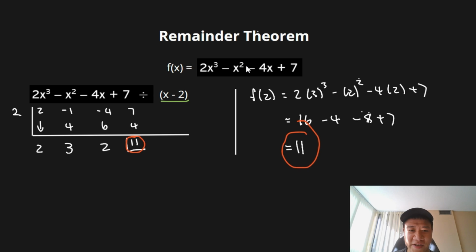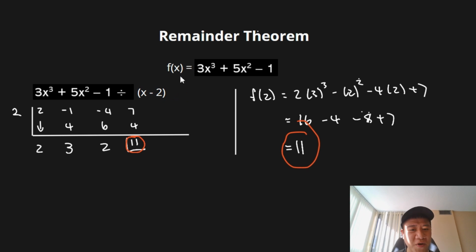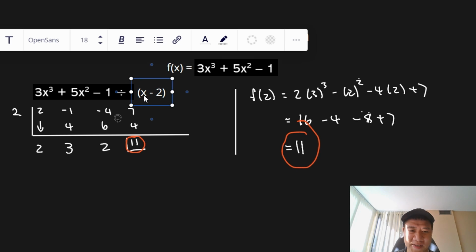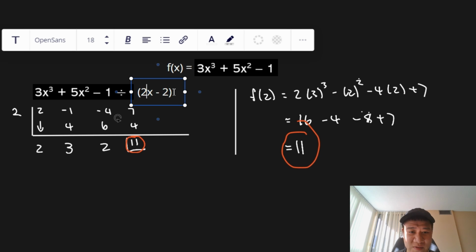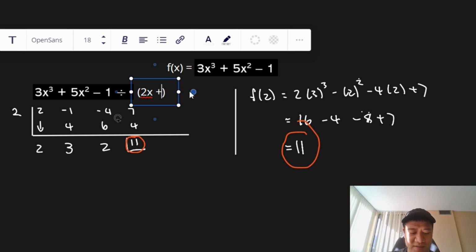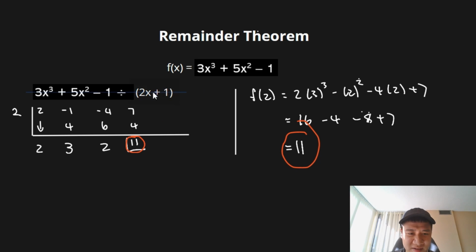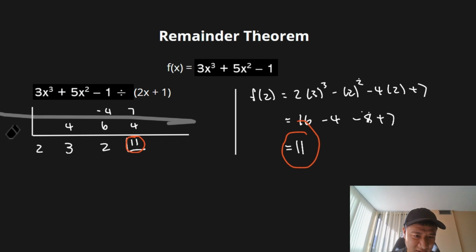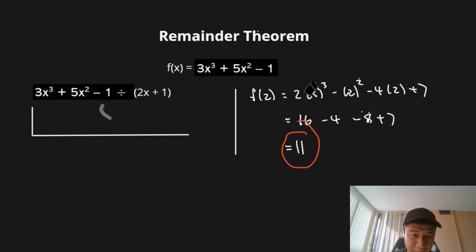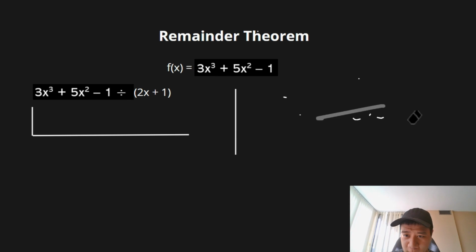Okay, so let's change our function up here. We have a new function, 3x cubed plus 5x squared minus 1. It's a little bit different. And then we're also going to change this factor. Instead of x minus 2, let's do 2x plus 1, to make the numbers slightly nicer. Okay, so we're going to do the same thing. Let's erase all of this. Okay, so let's do our synthetic division.